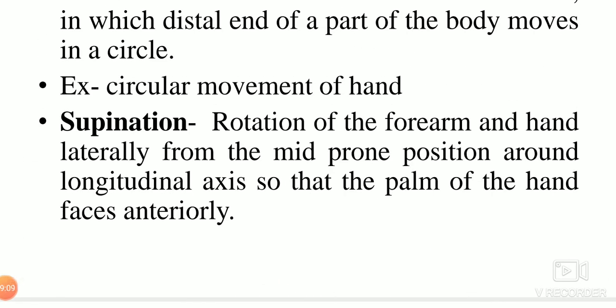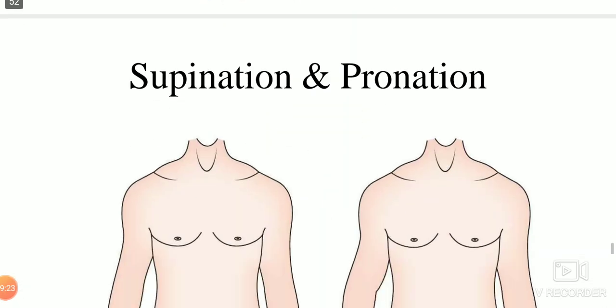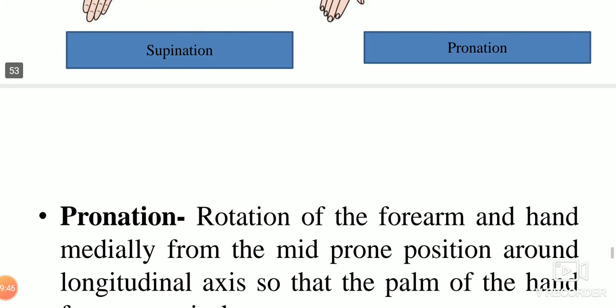Now supination, remember at least this. Rotation of the forearm and hand laterally from the mid prone position around the longitudinal axis so that the palm of the hand faces anteriorly. Okay, here in the diagram, first supination. Remember, rotation of the forearm and hand laterally from the mid prone position around the longitudinal axis so the palm of the hand faces anteriorly. Vice versa, in pronation, rotation of the forearm and hand medially.